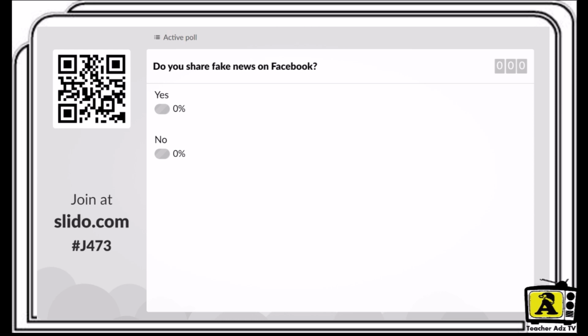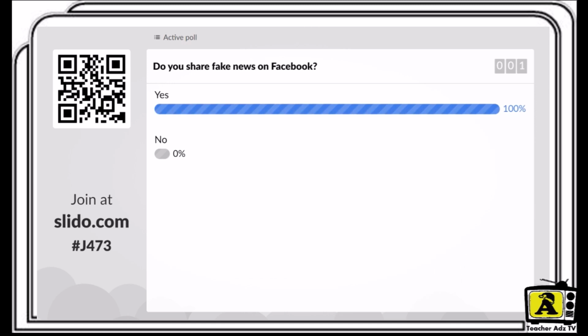Before we start, let me ask you, do you share fake news on Facebook? Go to slido.com, use hashtag J473 for the code, and answer, do you share fake news on Facebook? Yes or no? Oh, somebody said yes. Oh, he changed his mind. But it's okay.